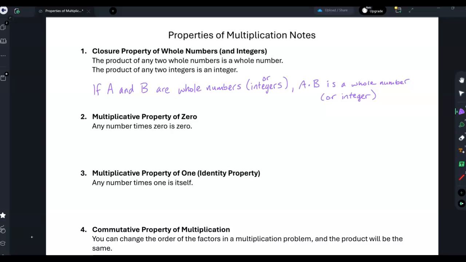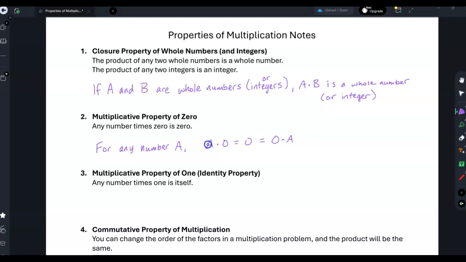And then the names kind of give these away on some of the properties. So the multiplicative property of 0 simply describes what happens anytime you multiply by 0. We know any number times 0 is just 0. So we could say for any number A, that if we took A and multiplied it by 0, we would get 0. And the same is true if you did it in the other order, if you did 0 times A, right? It doesn't matter which one comes first.